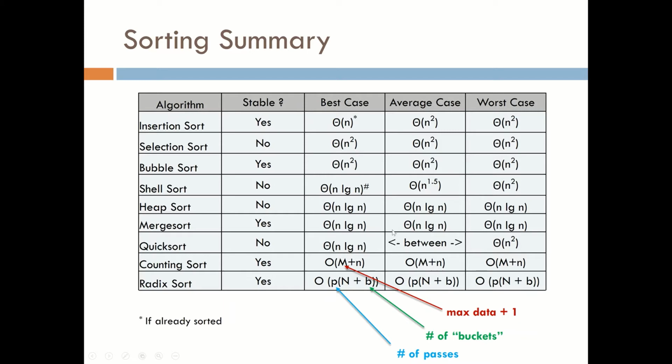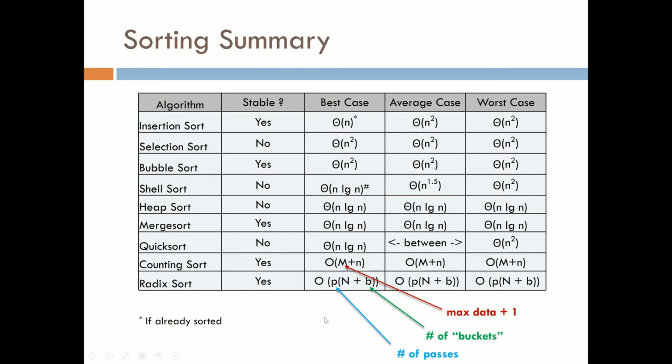Merge sort is n log n in all cases. Quick sort is n log n in the best case. But as we pointed out, if we pick the worst pivot that we can possibly pick at each step, we will end up with an n squared algorithm. So basically the average case is going to be between n log n and order n squared.